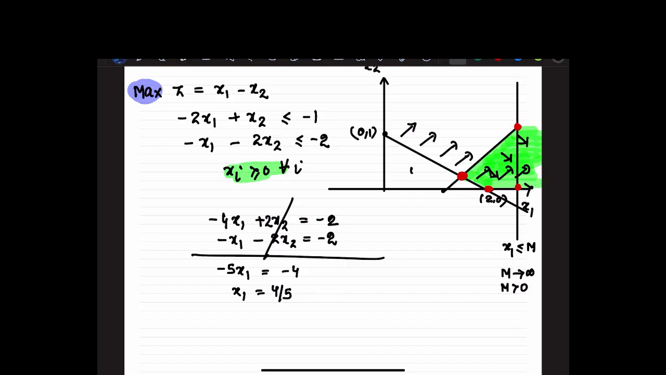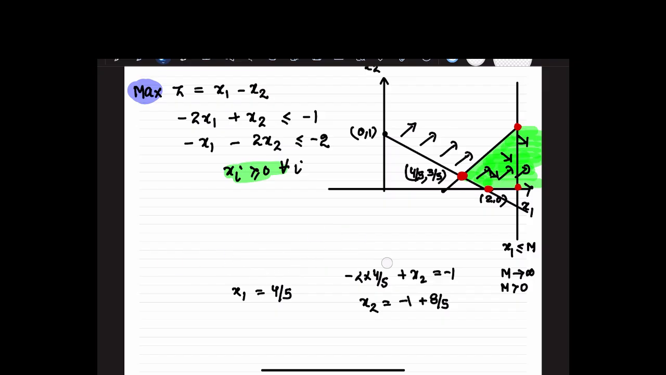इसका coordinate x1 का कितना है? 4 by 5. And what is the coordinate for x2? Put this value of x1 in either of the constraints. So what is the value? -2 into 4 by 5 plus x2 is equal to minus 1. So what is x2? Minus 1 plus 8 by 5. So that is 3 by 5. So this point is 4 by 5 comma 3 by 5.